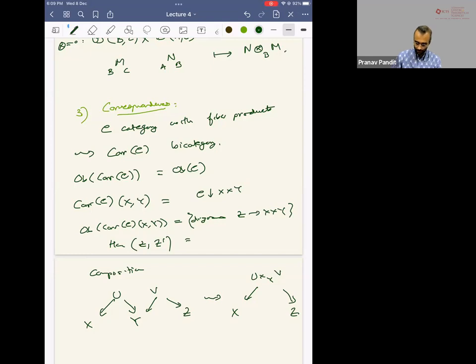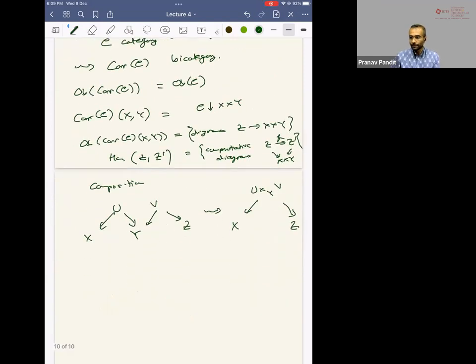So it's two diagrams, commutative diagrams. Z. So you have to provide the F. Okay. So that's an important example.